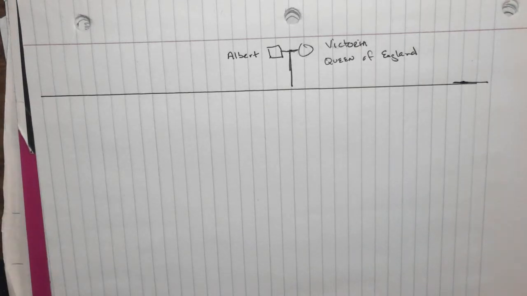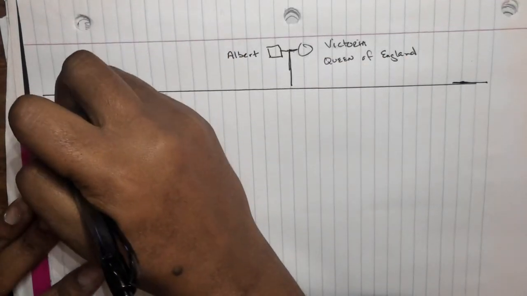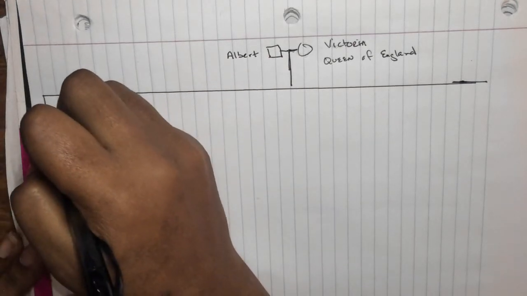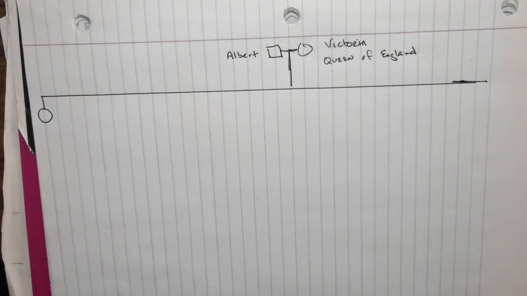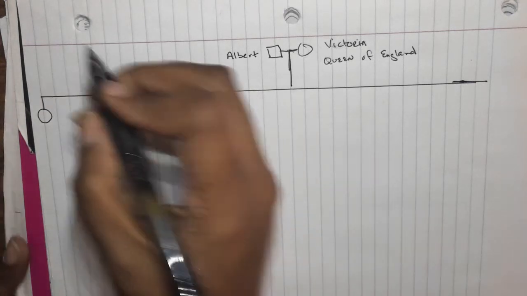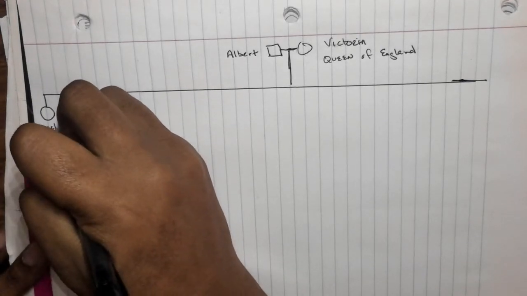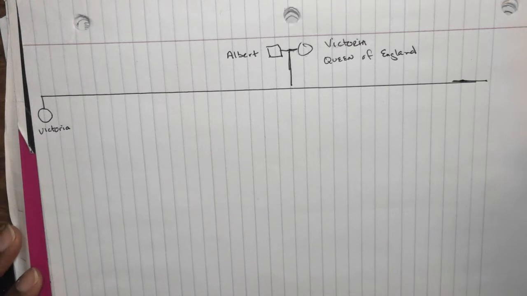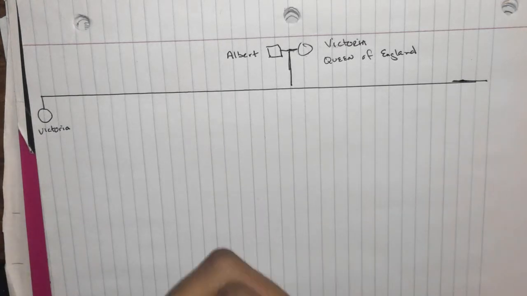Alright, so let's start here. Now, the order of her children, I don't know. I'm going to be totally honest with you. I don't know which one came first. But there's one child, and she's a what? Girl, boy? Girl. And her name is Victoria. I'm wondering, she may have been the first.